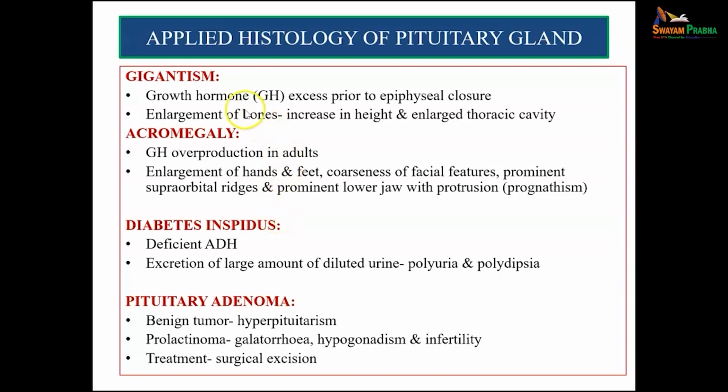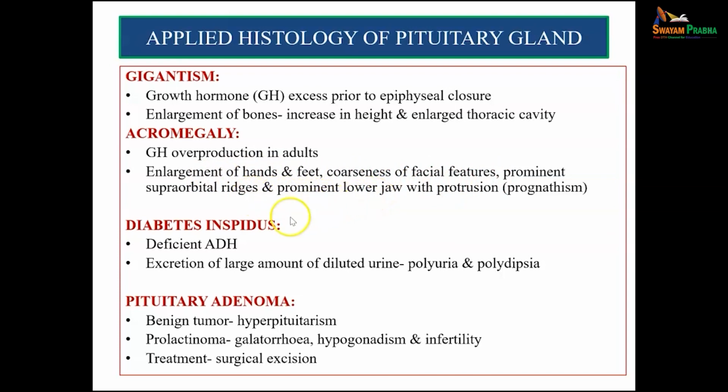Coming to the applied histology of the pituitary gland, gigantism is a condition where there is excessive production of growth hormone prior to the epiphyseal closure. There is enlargement of bones which leads to increase in height and enlarged thoracic cavity. Acromegaly is also overproduction of growth hormone, but in adults. Features like enlargement of hands and feet, coarseness of facial features, prominent supraorbital ridge, and prominent lower jaw with protrusions are seen.